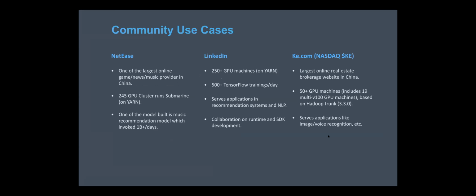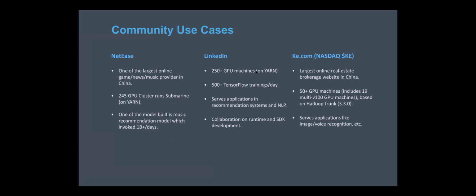There are a bunch of community companies already using this. One company I forgot to add, so let me just touch on it. NetEase is using Submarine on Yarn running on 240 GPU nodes, and they are building one of the largest music recommendation engines, which is invoked 1 billion times per day because there are many users of NetEase Music. LinkedIn is running at a similar scale.